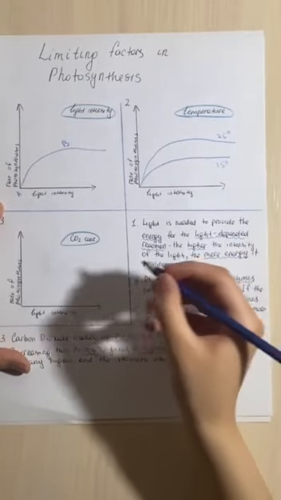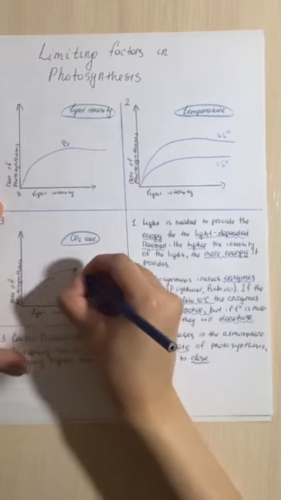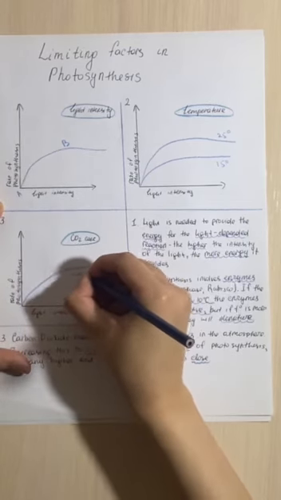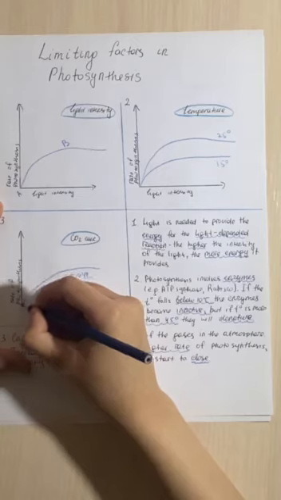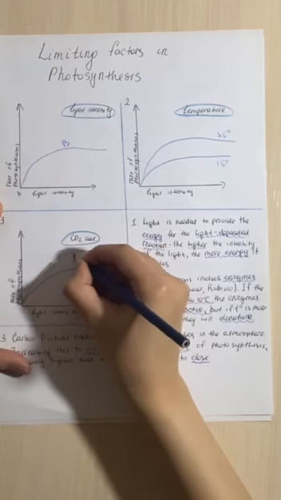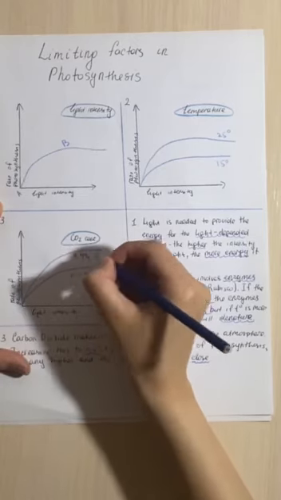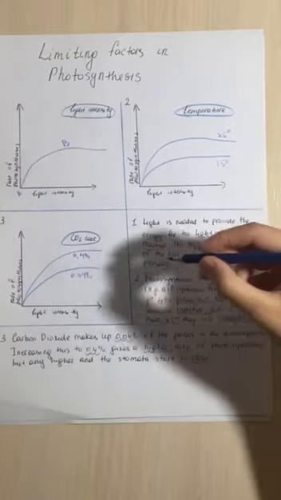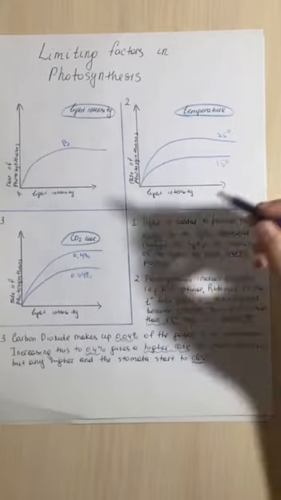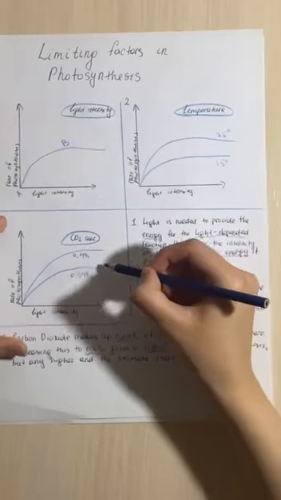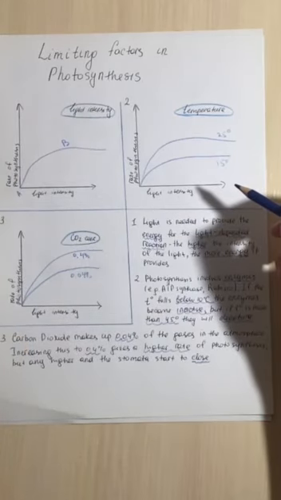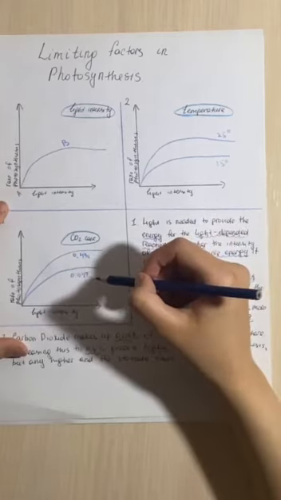And then let's look at the CO2 concentration. So let's draw, first things first, CO2 at, for example, 0.04%, and then at 0.4%. Again, both of these graphs level off when light intensity is no longer the limiting factor. The graph at 0.4% CO2 levels off at a higher point than the one at 0.04%, so CO2 concentration must have been the limiting factor at 0.04%.